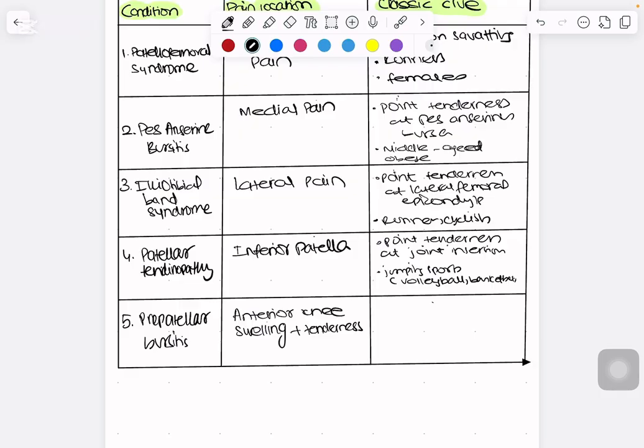This is common in patients who have to kneel a lot, for example, you might have heard of housemaid's knee. So there will be associated anterior knee swelling and tenderness.